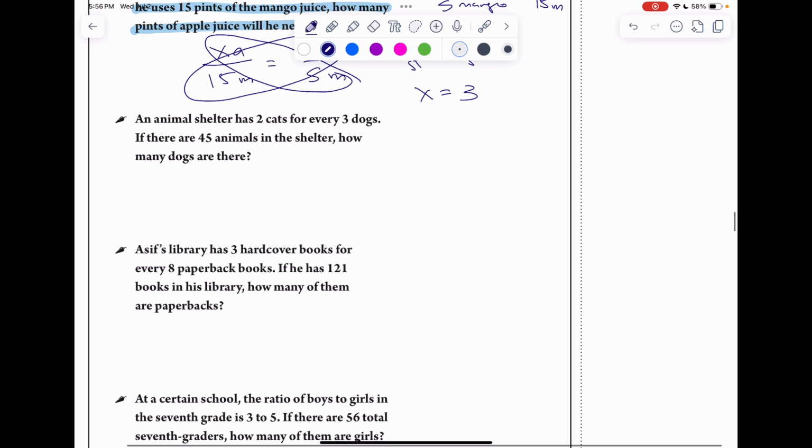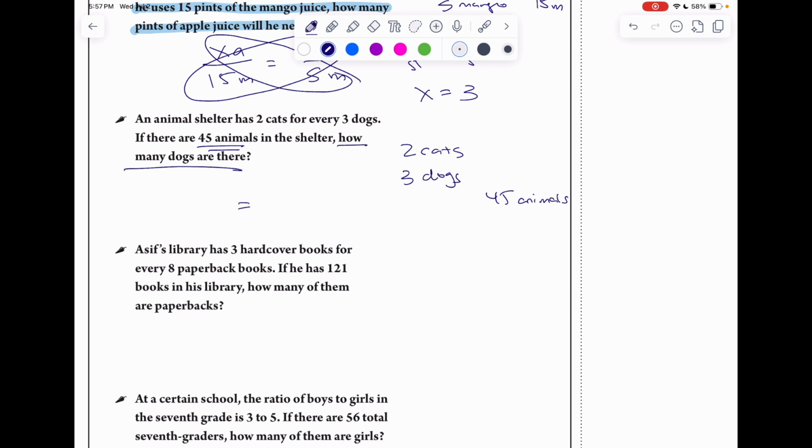In an animal shelter, we have 2 cats for every 3 dogs. If there are 45 animals, this is a part to total. We find it out because they didn't say cats or dogs, they didn't say our parts. They said the total. How many dogs are there? Let's set up what we want first. How many dogs when there are 45 total animals?